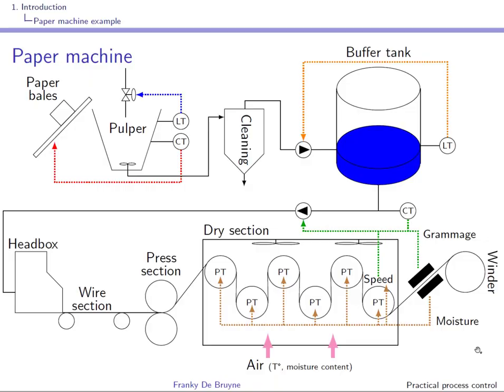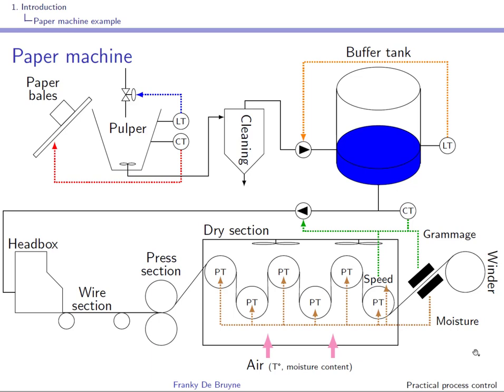We will now go over the different control loops in the paper machine example. You will see that controlling the paper process requires quite a bit of classical process control know-how, and we'll be able to make links with almost all of the control structures and controllers covered in this course. We assume here that the paper process is based on recovered paper bales.